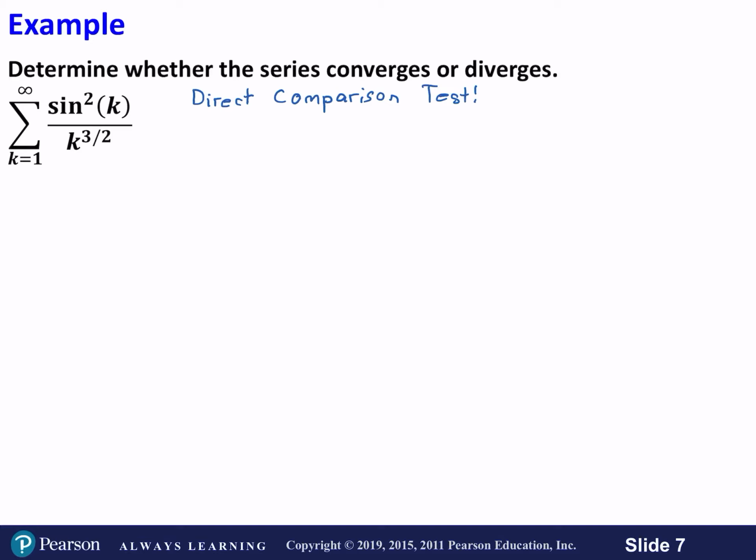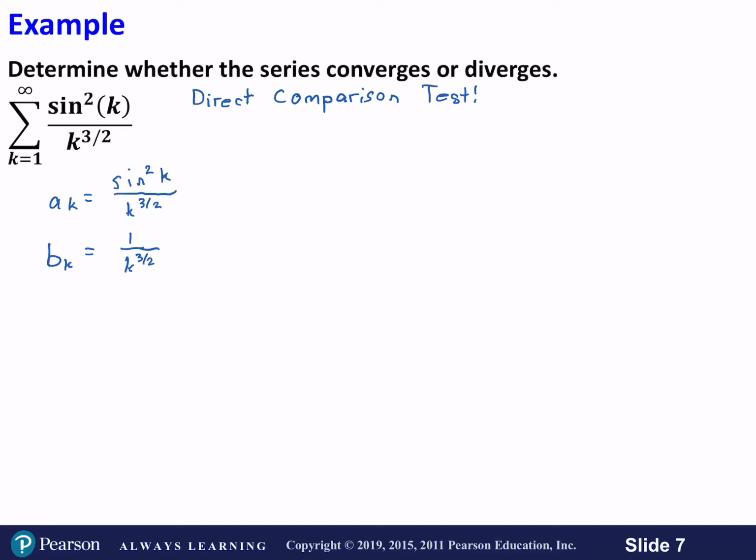And so the way that we use the direct comparison test, remember, we are going to define a_k to be sine squared of k over k to the 3/2. And we are going to define b_k to be the thing that we already know the behavior of. So we need b_k to be something that we already know converges or diverges. And in this case, the thing that is proper to use is 1 over k to the 3 halves. This is something we already know the behavior of. We know that this thing will converge because it's a p-series where p is greater than 1.